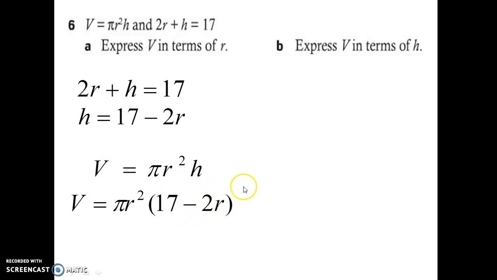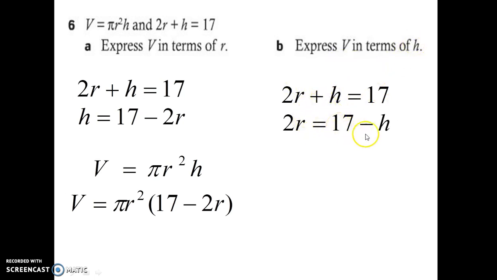This can be multiplied further. All right, so now v in terms of h. We want this v, but we want the h to remain, and we want the r to be replaced this time. So again, begin with the constraint equation. We're going to solve for r this time because we want the h to remain.